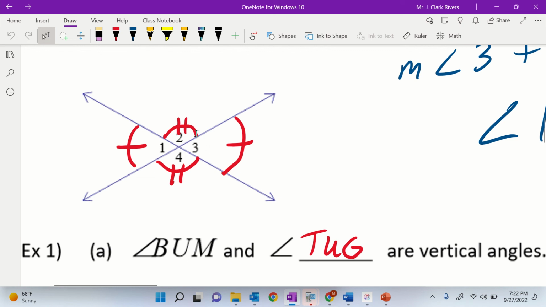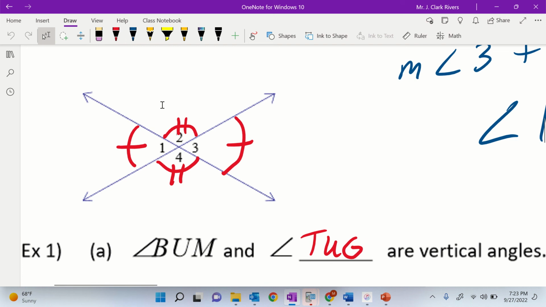Let's do the same thing with 2, 3, 4, and 3. So angle 2 is supplementary to angle 3. They form a straight angle. Angle 3 is supplementary to angle 4. They form a straight angle. So both angle 2 and angle 4 have angle 3 as a supplement. When angles have the same supplement, those angles are congruent. So if angles have the same supplement, they are congruent. Therefore, angle 2 is congruent to angle 4.